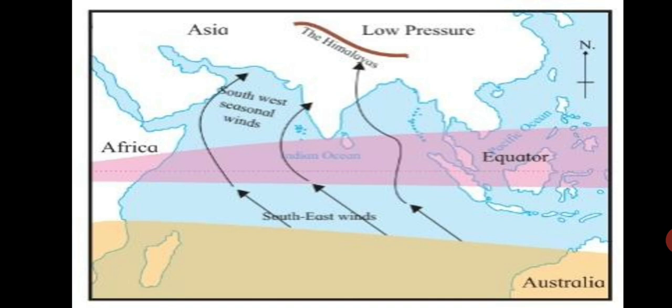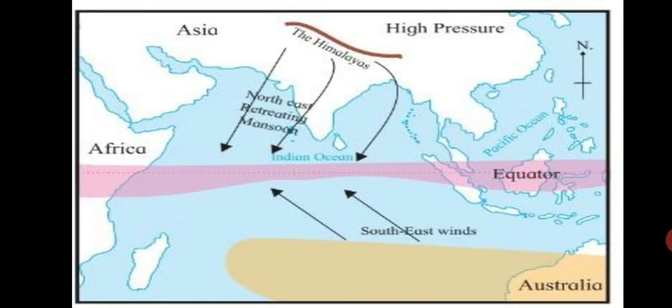Okay. So after crossing the equator, they blow from the southwest towards the Indian subcontinent during the period from June to September. They are called the southwest monsoons. They are full of moisture since they are blowing from water bodies towards the land. They contain a lot of moisture when they blow. Alright, so these are the southwest monsoon winds or seasonal winds.